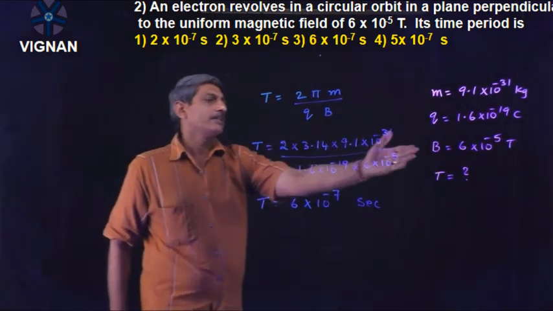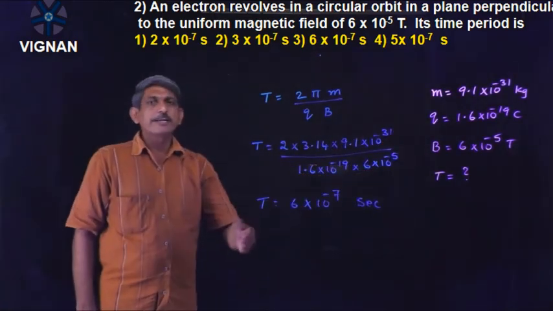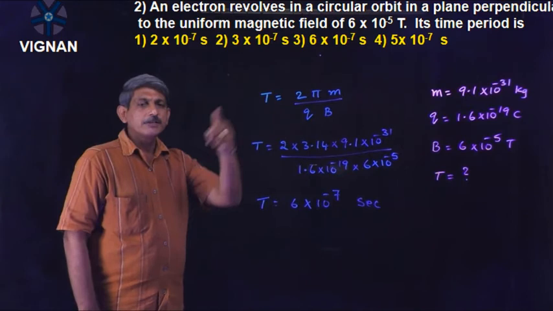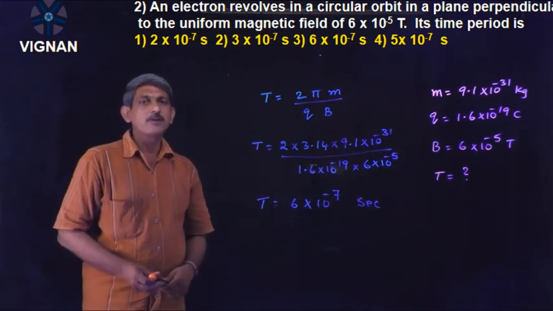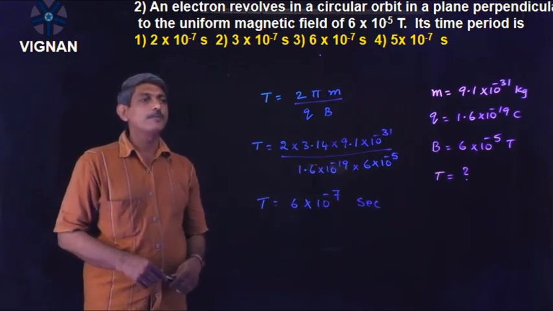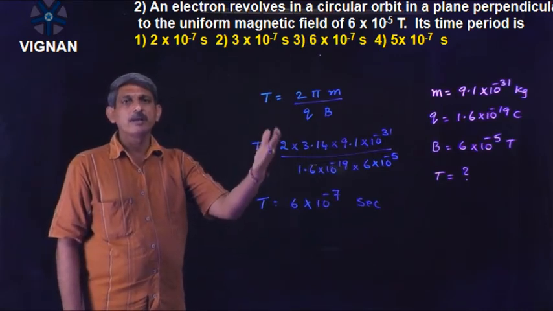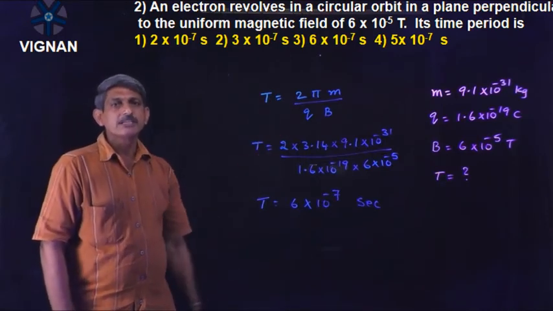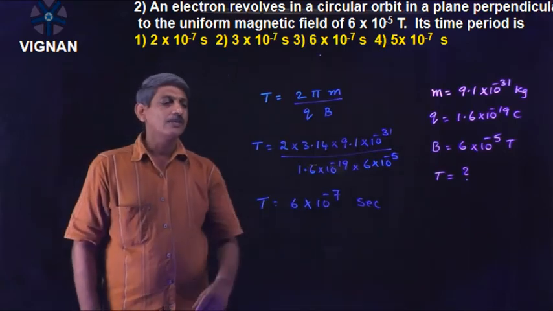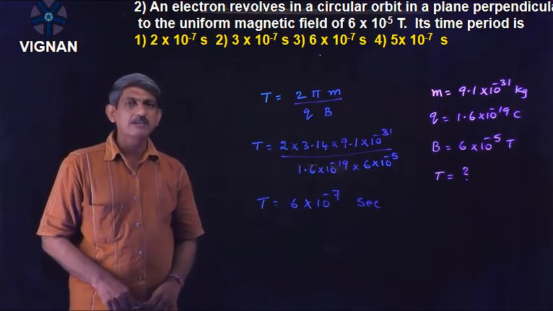Okay, here the mass of the particle and the charge of the particle are known for us, the strength of the magnetic field is given, and we want to determine the time period of the rotation of the particle in the uniform magnetic field. The formula for the time period is T is equal to 2 pi m by qB. By substituting the m value, q value, B value, and making the mathematical simplification, we have T is equal to 6 into 10 to the power of minus 7 seconds.